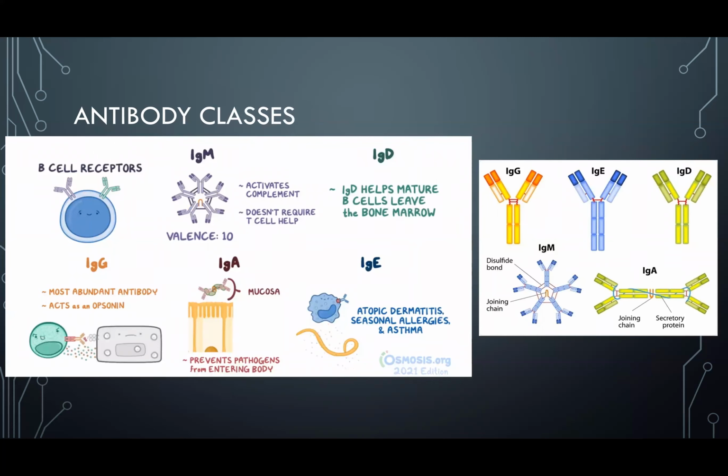Now we will talk about the antibody classes. There are 5 types of heavy chains which encode the classes of immunoglobulins: immunoglobulin M, immunoglobulin D, immunoglobulin G, immunoglobulin A, and immunoglobulin E.